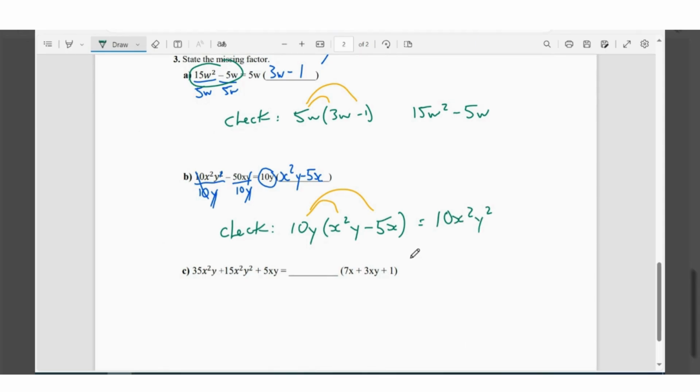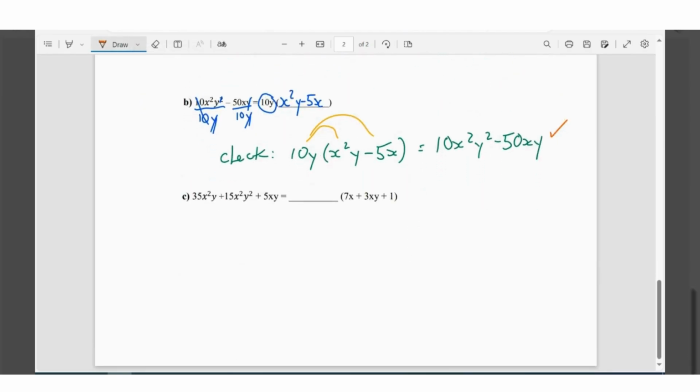Okay, I got cut off. I was distributing. So here we go. 10x squared y squared. Let's distribute the next part. 10y times negative 5x. 10 times negative 5 is negative 50. And then we've got an x and a y. And that is indeed where we started. So good job. So that one's good.